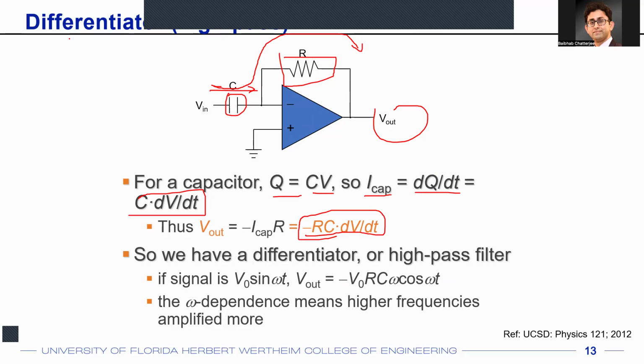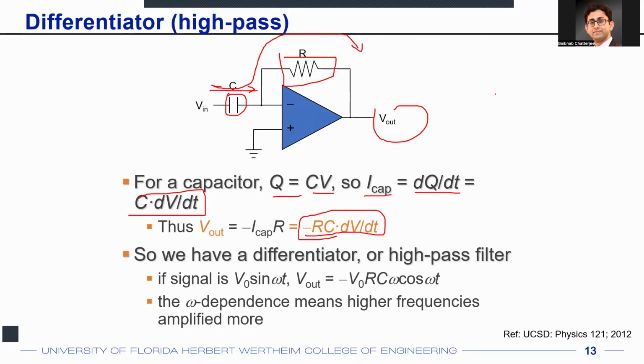Why does it act as a high-pass filter? Because, let's just think about a square wave for the time being. What does the frequency response of a square wave look like? The frequency response of a square wave will have multiple components. It can have a fundamental component, and it can have many high frequency components.